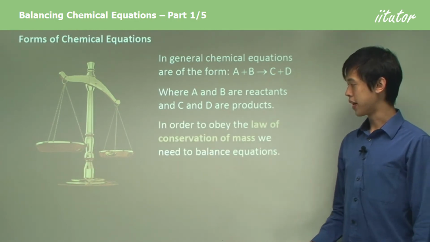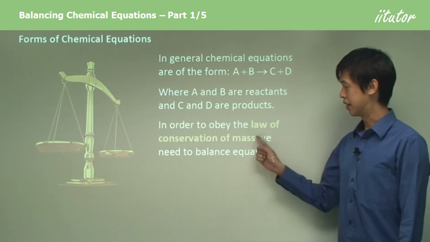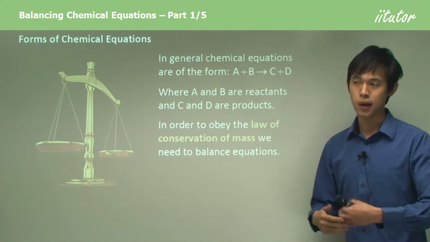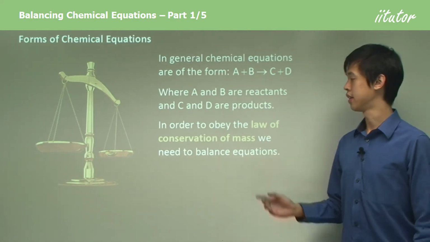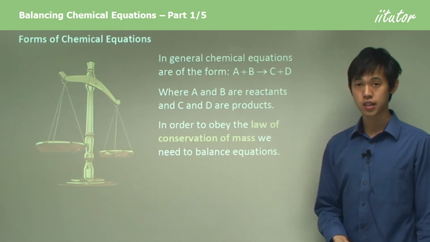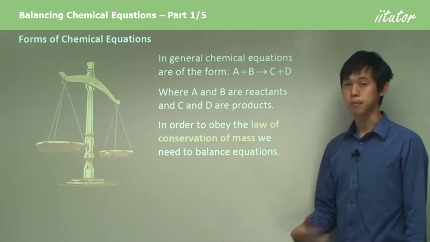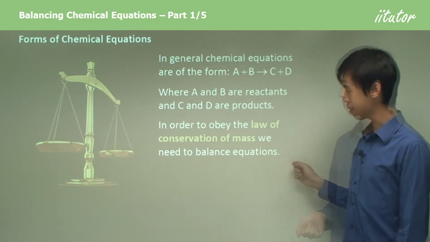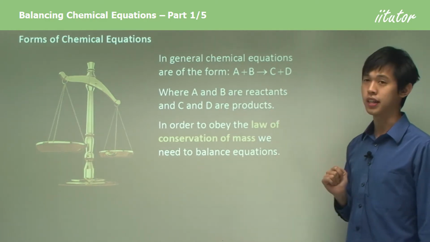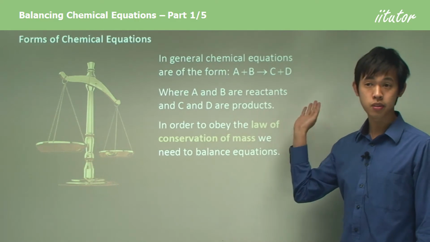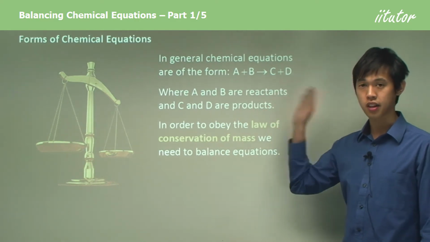So in order to obey the law of conservation of mass, for instance, mass just can't disappear. That doesn't happen. That's what the law of conservation of mass is: mass must be constant on both sides. And so we need to balance equations to do this, okay? So we need to balance this equation somehow so that we have equal numbers of atoms on either side, okay?